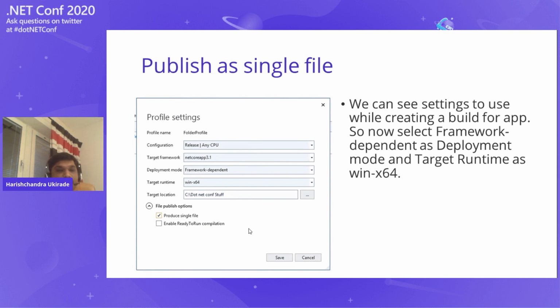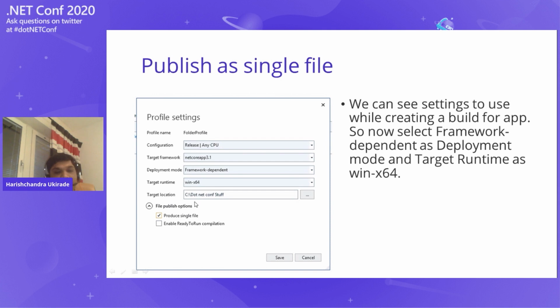Basically, I took this screenshot from the publish area, wherein we have the folder profile publish, and for the target framework we can mention the target framework. Here I took it from the older version, so it is .NET Core App 3.1. Then the deployment mode, we can specify either framework dependent or self-contained, and the target runtime we can mention here, whether it is Linux or Windows or portable or whatever it is.